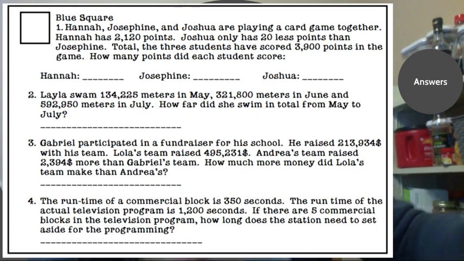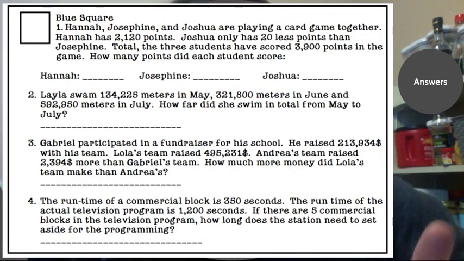So Hannah, Josephine, and Joshua are playing a card game together. Hannah has 2,120 points. Joshua only has 20 less points than Josephine. And total, the three students have 3,900 points in the game. How many points does each student score?